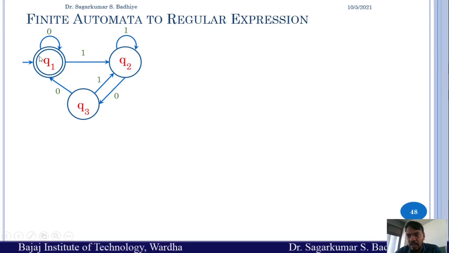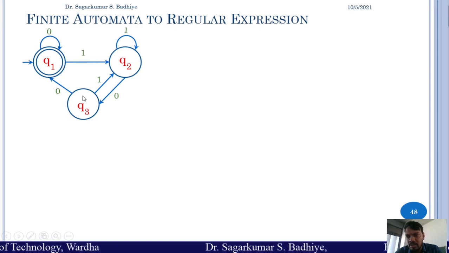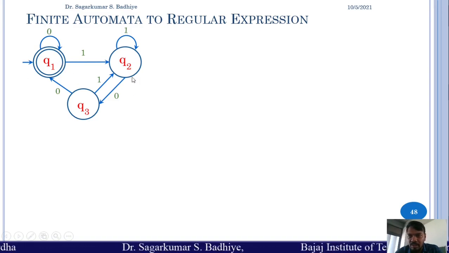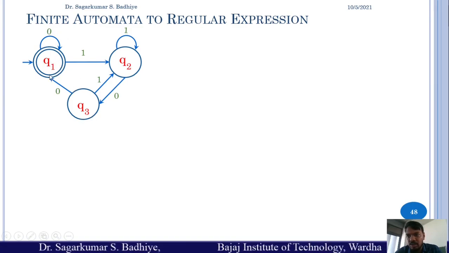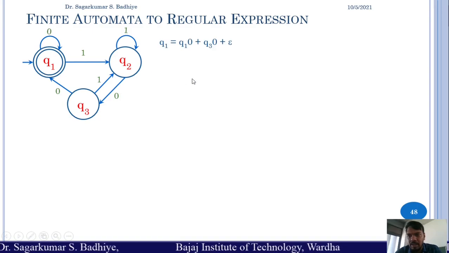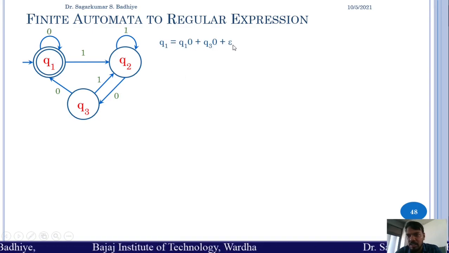So for q1 the equation will become q1 0 plus q3 0 plus epsilon, right? So we have equation for q1 as q1 0 plus q3 0 plus epsilon.